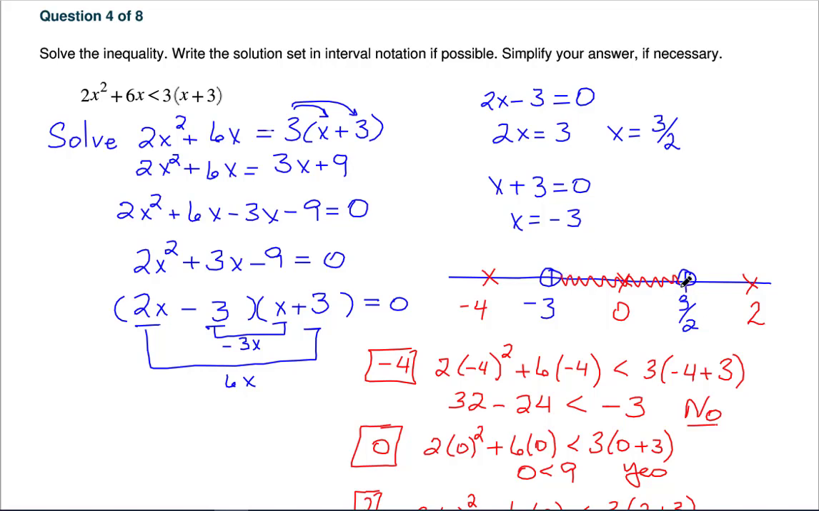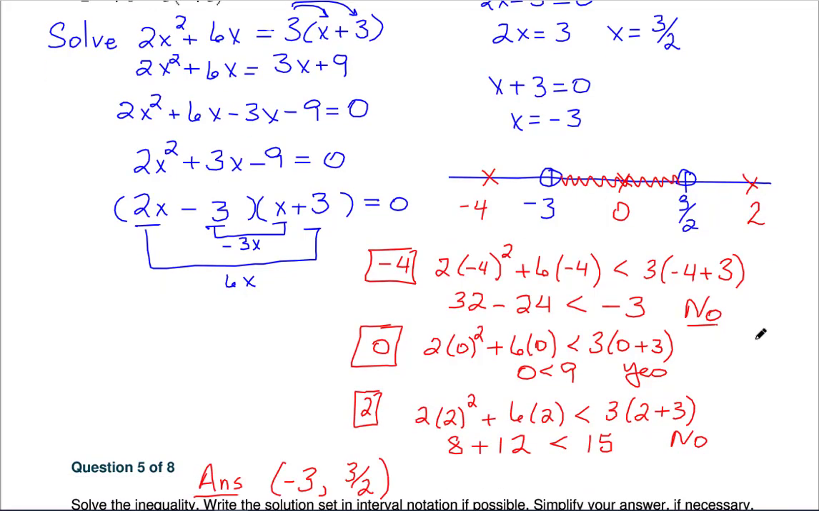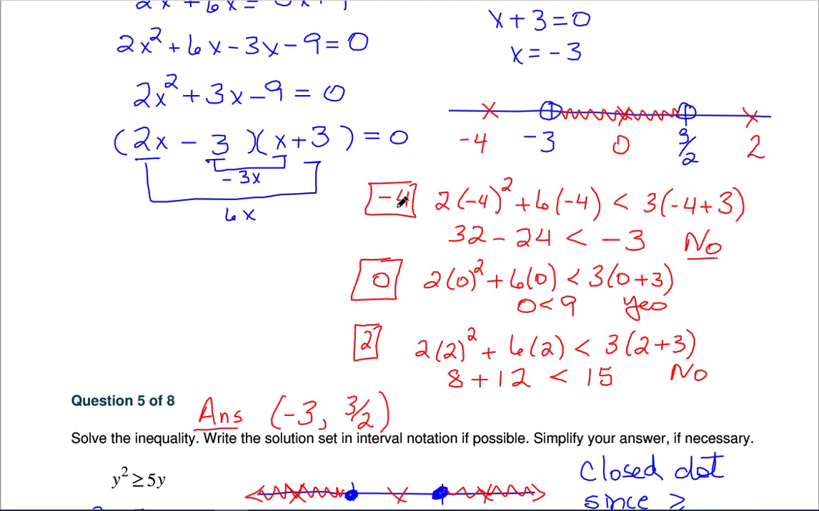I plot them on a number line. Why are there open dots? Well, because of the inequality. And so now I'm picking some test numbers. Let's see. -4 is to the left. 0 does live in the middle, and 2 is on the right. And so again, I'm just plugging it back into the original problem and seeing if it produces a true statement or not. So for the -4, I'd have 32 minus 24.